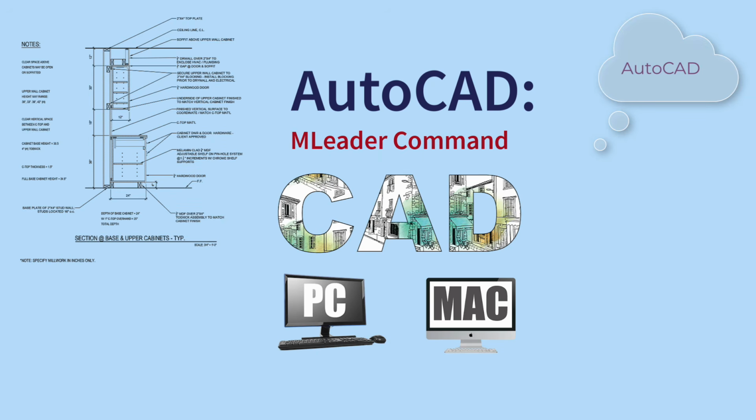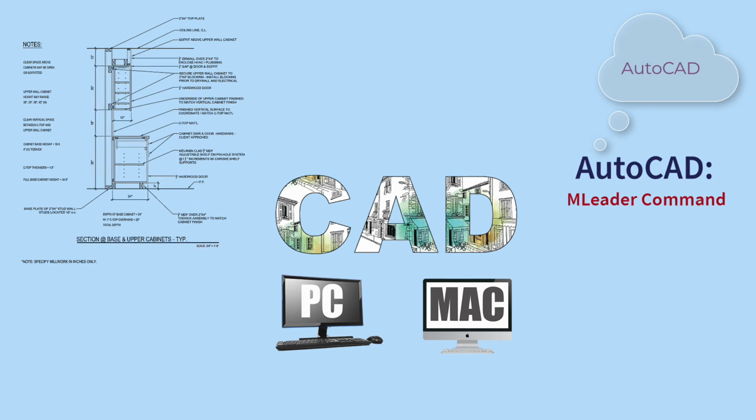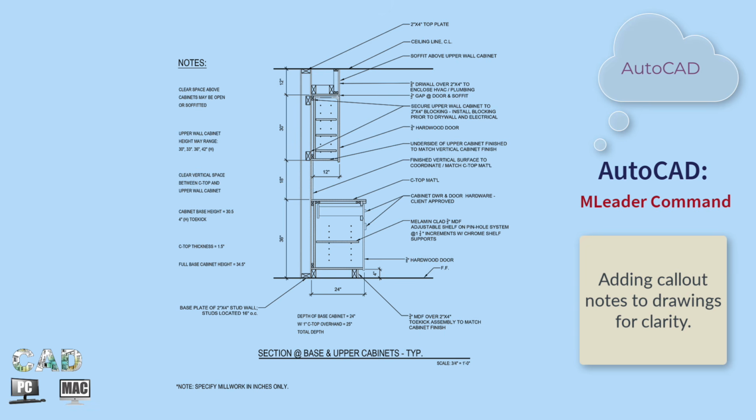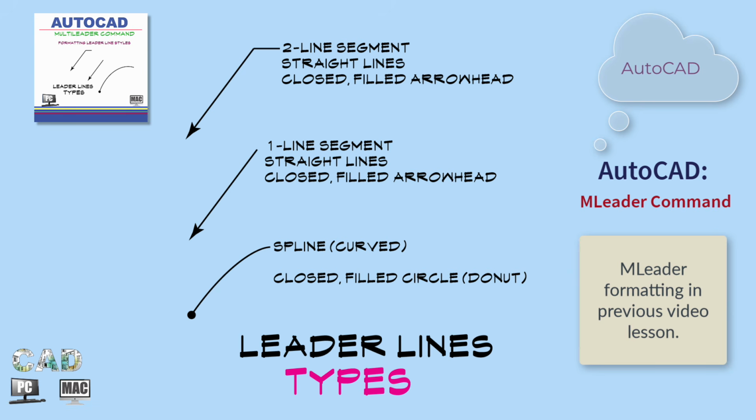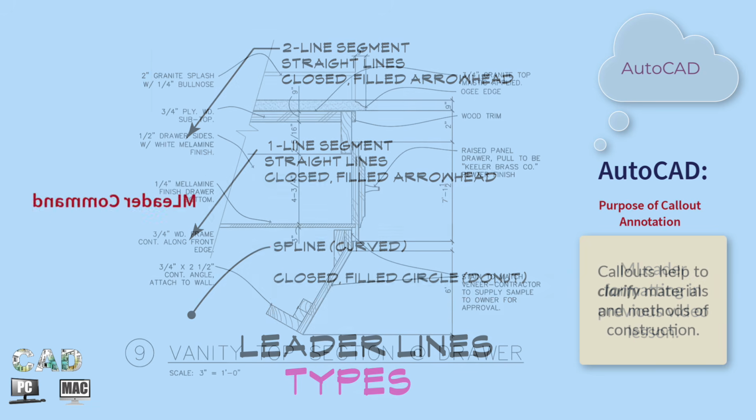In this video, we will add annotation callouts for a section detail drawing of a standard base cabinet assembly using the AutoCAD Multileader command. In a previous video, you were introduced to the Multileader command in AutoCAD, where we formatted two different multileader styles: a straight two-point leader line terminating with a closed-filled arrowhead, and a curved two-point spline leader line terminating with a closed-filled dot.